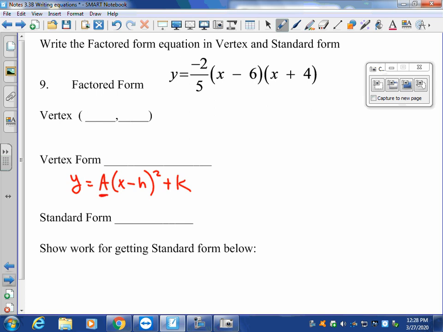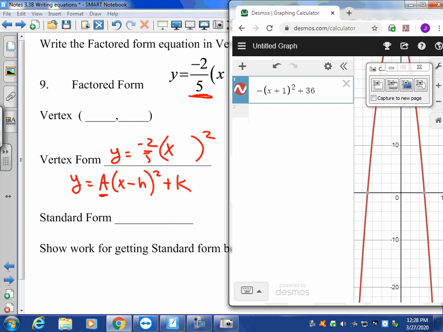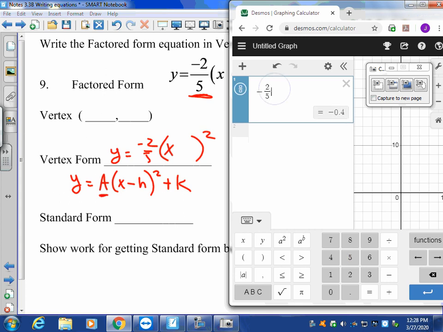We already know our a. It's sitting right here. It's y equals -2/5. We're going to have our parentheses squared, and all we're going to do is find that vertex and fill it in. So that's a very short process. So let's see, what do we get for that vertex? If I put in -2 divided by 5, well, it didn't take that formula, so let me try that again. -2 divided by 5, parentheses, x minus 6, parentheses, x plus 4, parentheses.